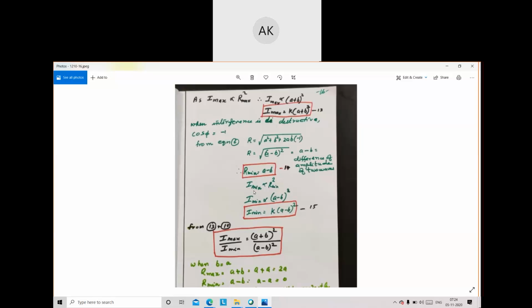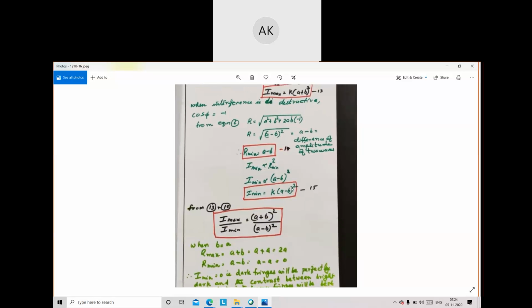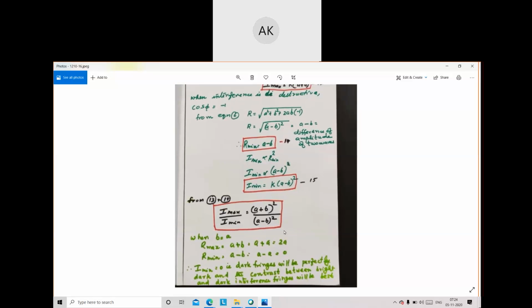Therefore, I minimum is directly proportional to the square of the amplitude. What is the square of the amplitude? (A minus B) whole square. I minimum is equal to some constant K into (A minus B) whole square. So I max we got, I minimum we got. Then dividing, we get I max by I minimum. K and K get cancelled. (A plus B) whole square by (A minus B) whole square. Very important for doing problems. This formula also is important: I max by I minimum equal to (A plus B) whole square by (A minus B) whole square.